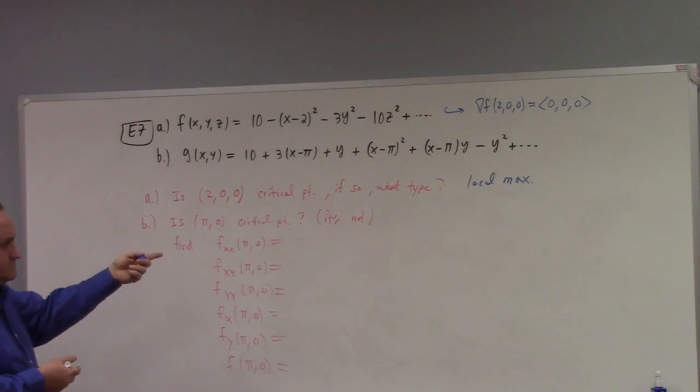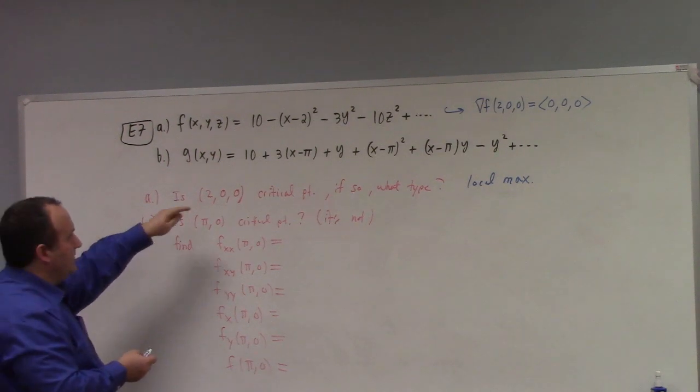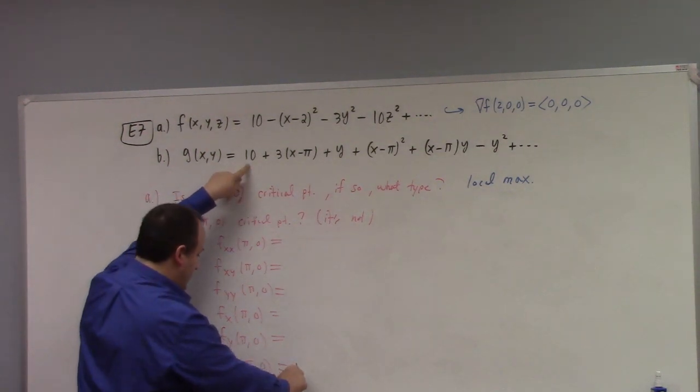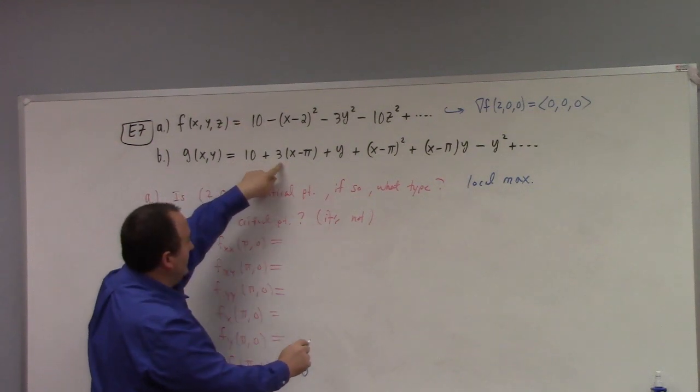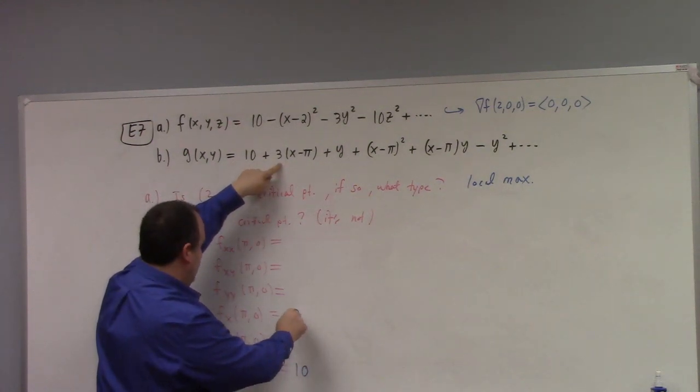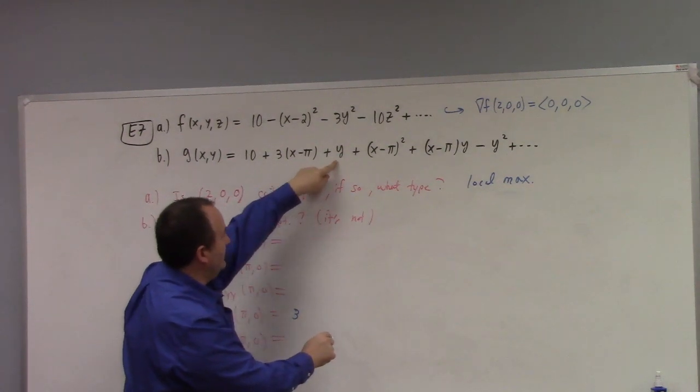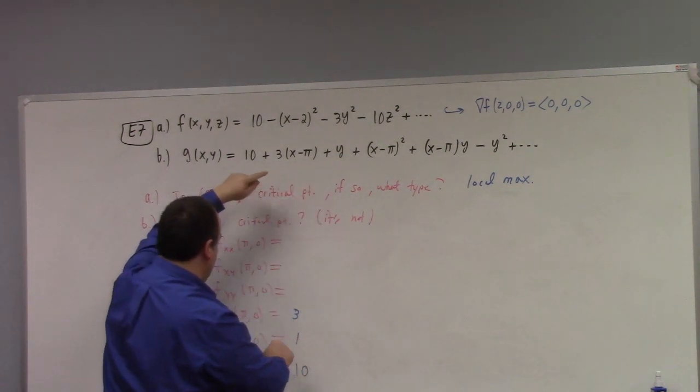Okay, so this one, we can just read it off. That's 10. The coefficient of that is 3. The coefficient of y is 1.